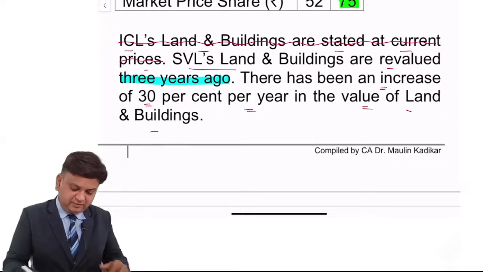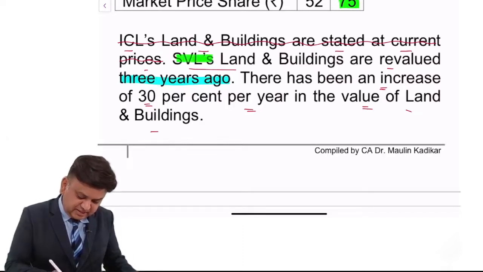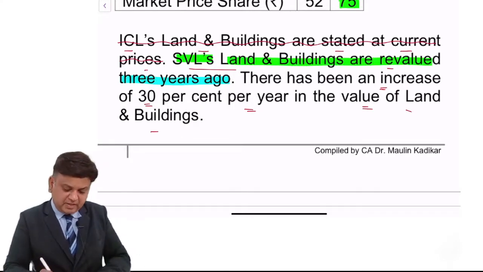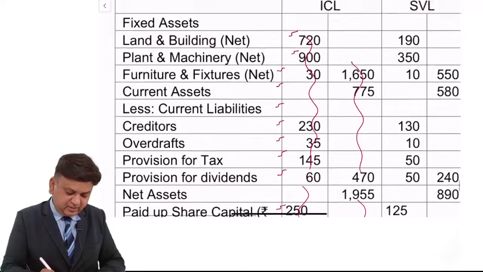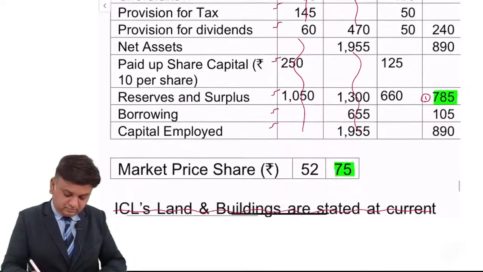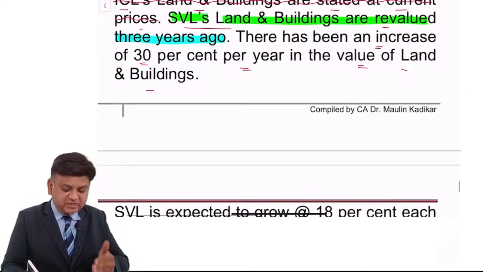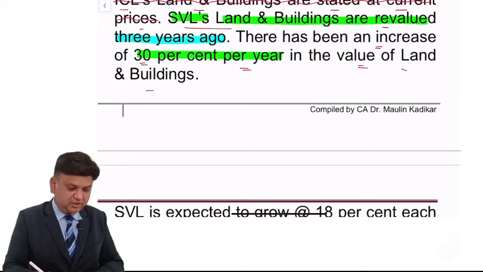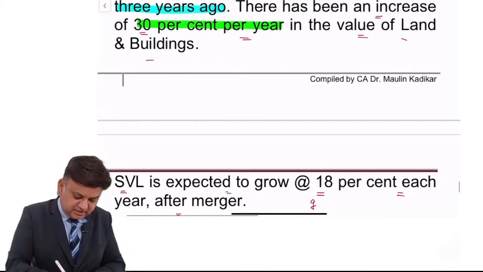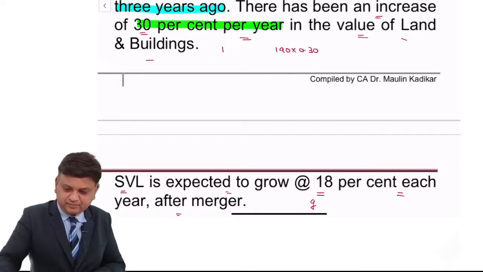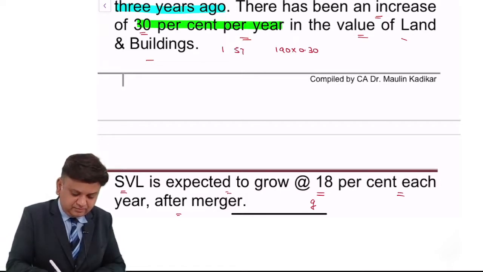Okay, now I am reading the relevant portion. SVL's target company's land and building were revalued 3 years ago. Of course, whatever the current value which they are providing over here is the value before 3 years, that is 190 crore. The question says that there has been an increase at the rate of 30% per year in the value of the land and building. So I request all of you to use your calculator along with me. In the first year it is 190 into 30%. So there is an increase of 57 crore.